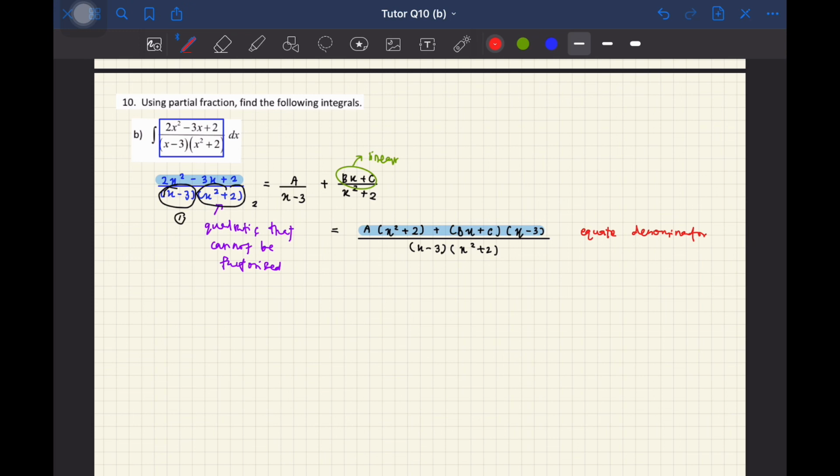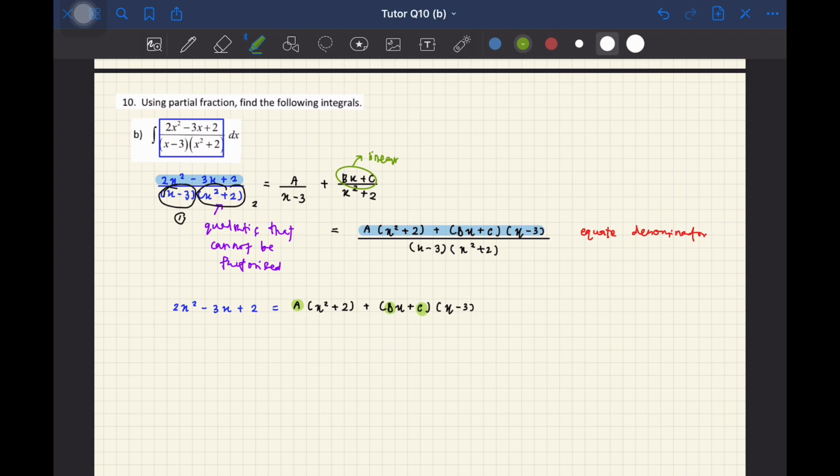So, we are going to have 2x squared minus 3x plus 2, equal to, saya salin je. Let me just copy everything over here and put it here. Okay, settle. Alright, so sekarang kita nak cari nilai A, B and also C. That is our aim. We want to find A, B and also C.